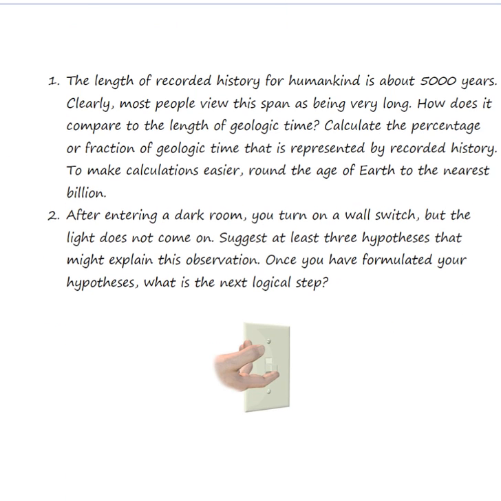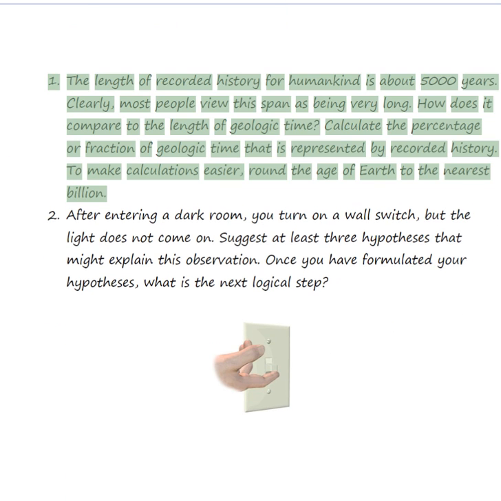Give it some thought. 1. The length of recorded history for humankind is about 5,000 years. Clearly, most people view this span as being very long. How does it compare to the length of geologic time? Calculate the percentage or fraction of geologic time that is represented by recorded history. To make calculations easier, round the age of Earth to the nearest billion.